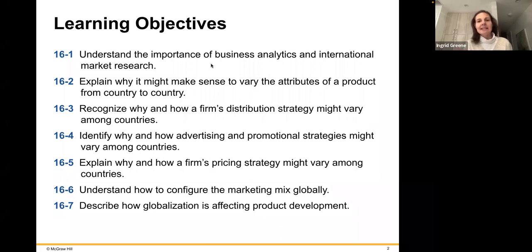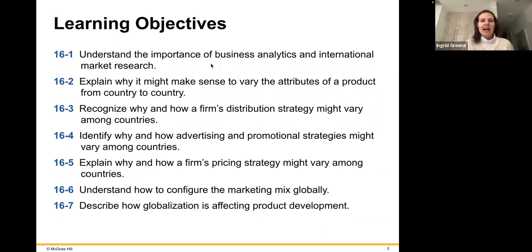Explain why it might make sense to vary the attributes of a product from country to country. Again, a little bit of a review from earlier in this course, right? How things are often regionalized. Recognize why and how a firm's distribution strategy might vary among countries, right? Not only could the product be different, but you might distribute it differently: big supermarkets, smaller supermarkets, etc.